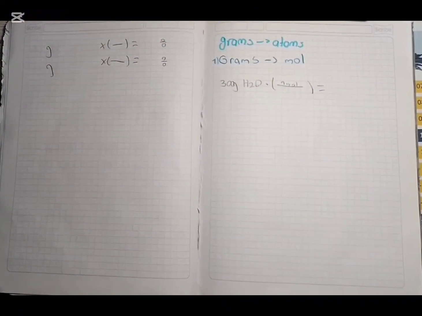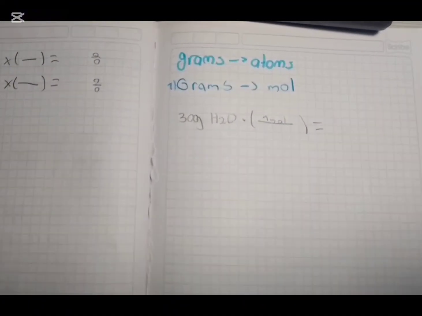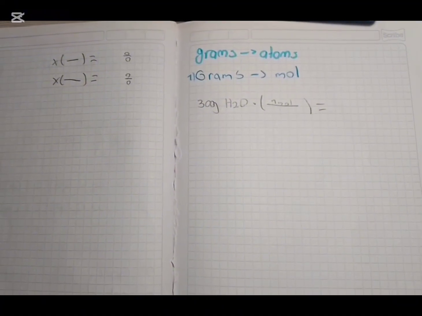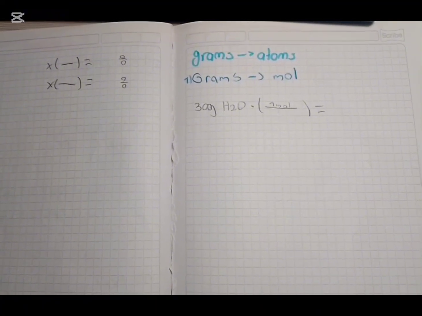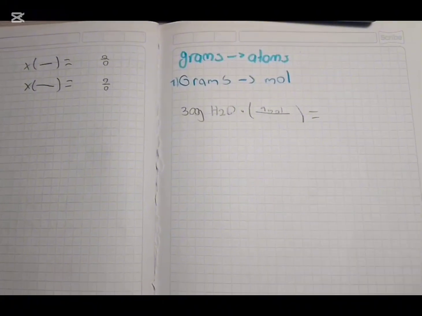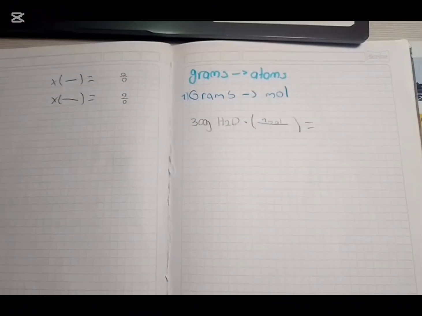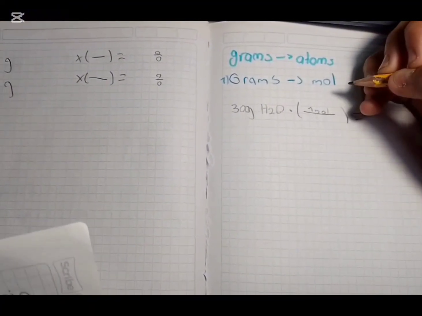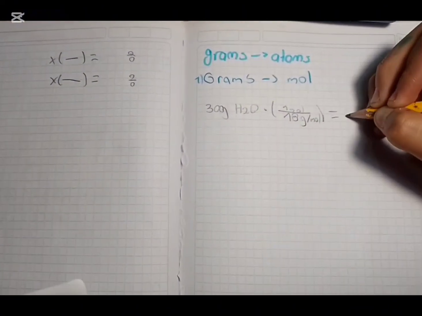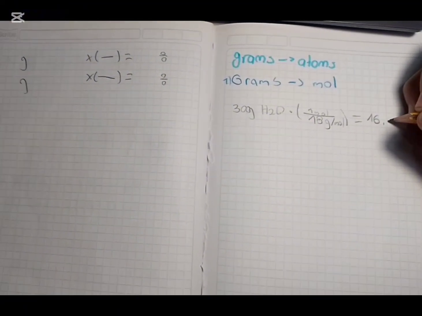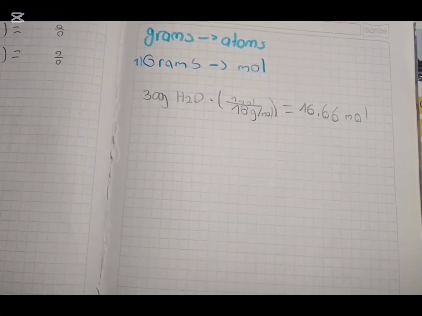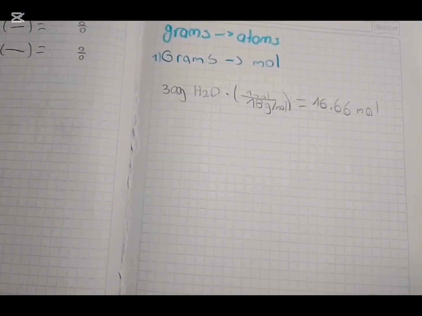First, you need the formula of the compound, in this case H2O, and I have 300 grams of water, but I need moles. I multiply, open parentheses, and put 1 mole of water divided by the molar mass, so it gives me 300 grams in moles, and the result is 16.66 moles.